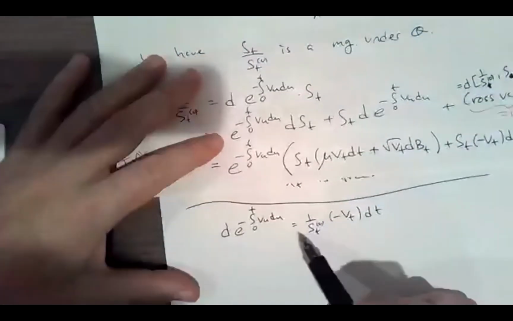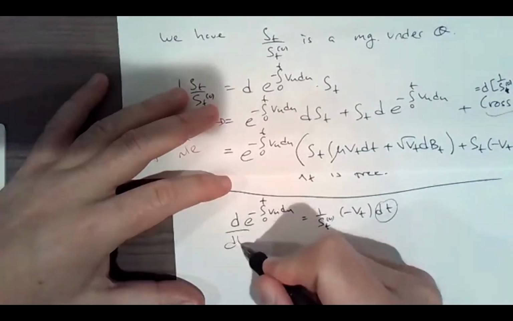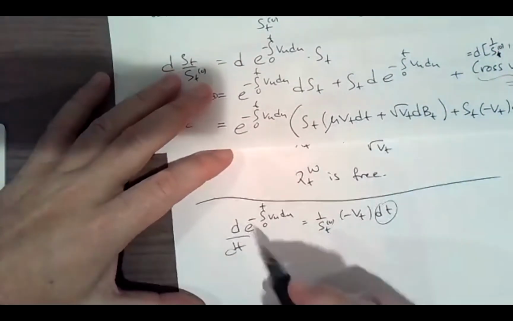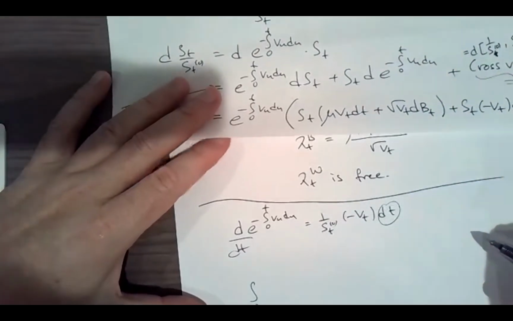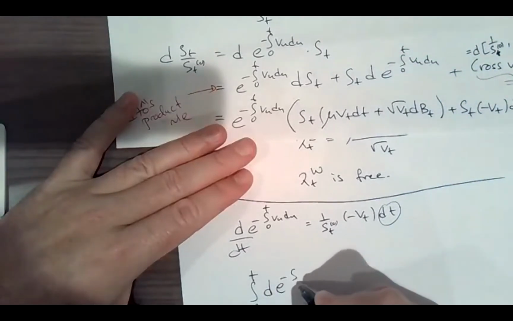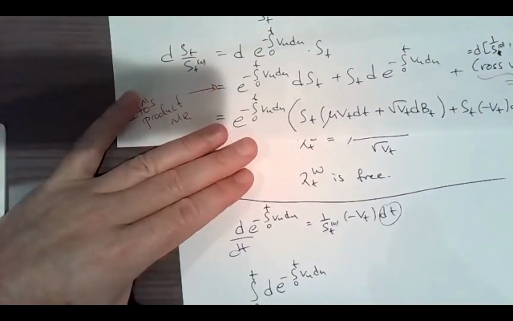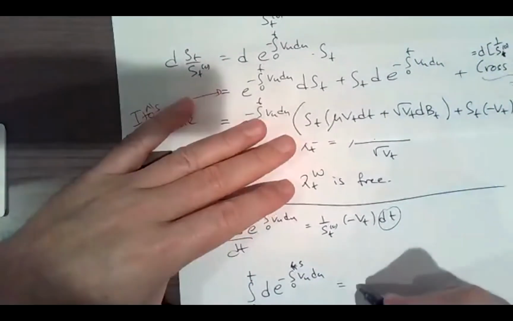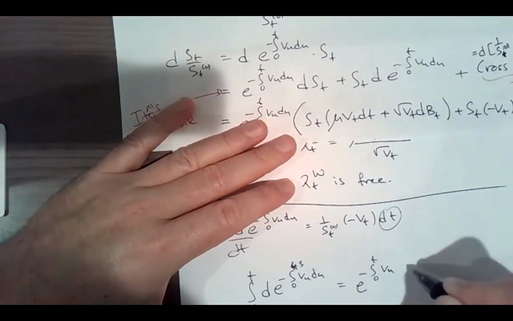So what's the meaning of this thing here? Well, the sloppy way is you just move this dt over here. And if you don't like that, then the meaning is that you integrate from say 0 to t of this d of e to the minus integral 0 to t of Vu du. So what you get here would be e to the minus the integral 0 to t of Vu du.